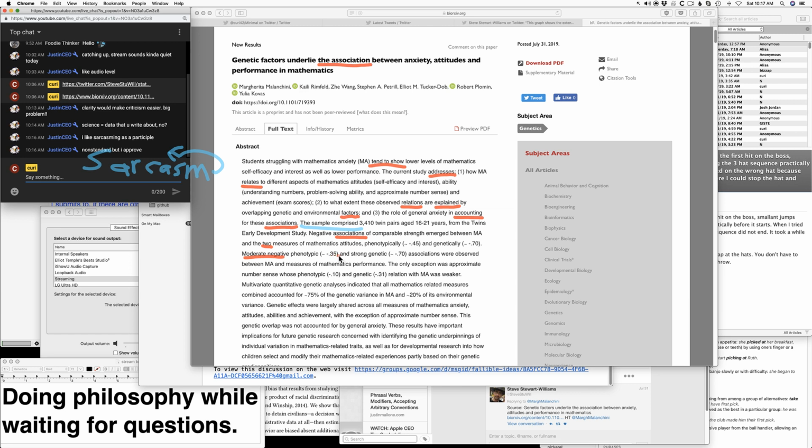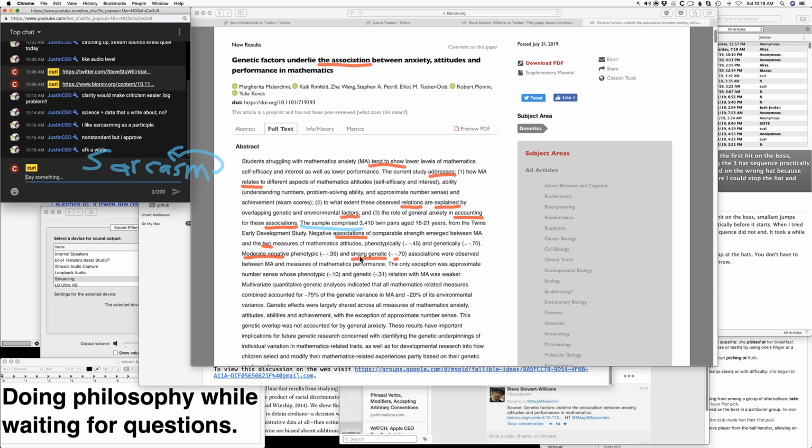Wait, moderate negative and strong genetic. Do they mean strong negative genetic? Oh, there is a minus sign in it right there. So I think this is bad writing, that this negative has to apply to genetic. Earlier, they said negative associations, and it was clear. This is negative associations of, and then there were two things. But now they have moderate negative and strong. It doesn't say and strong negative. So I think that's sloppy writing. It's not like wrong, it's just, it should be clearer.